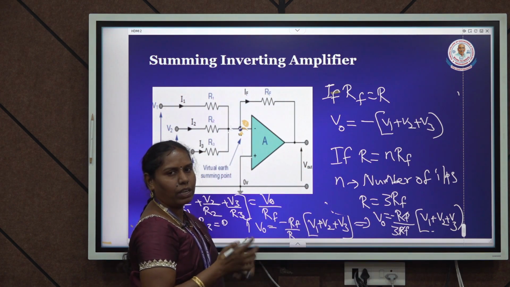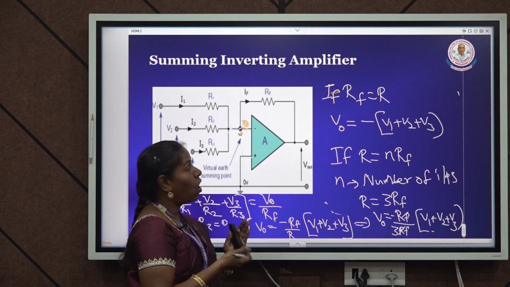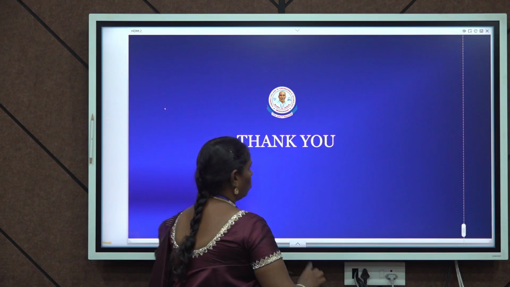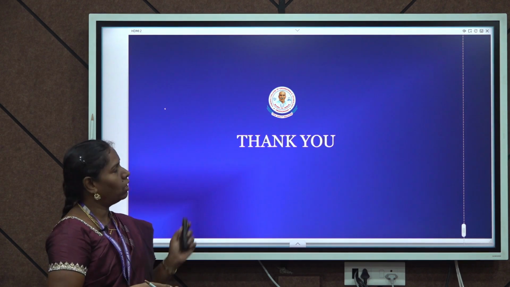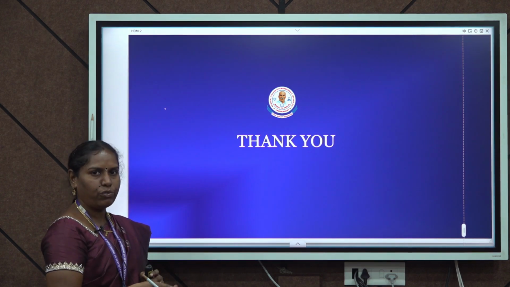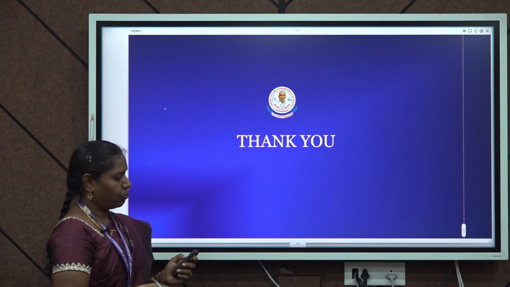So, likewise we can make the circuit either a phase shifter or an adder circuit or an averager unit. By selecting the appropriate resistor values and components, we can design the inverting amplifier as a phase shifter or adder or averager unit. Thank you all.